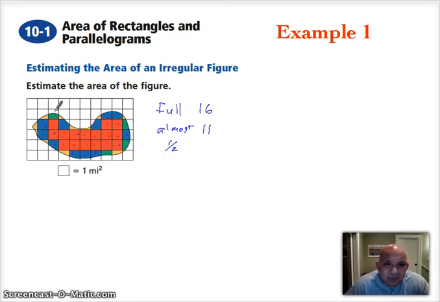The grids that are halfway filled are indicated by the green, and there's 1, 2, 3. So we're going to include that as a grid square, which means the ones that are less than halfway filled are not going to be counted. Again, this is an estimation. When we add these together, 16 plus 11, 27 plus 3 is 30. Our estimate for this is 30, in this case, miles squared. There's approximately 30 of these grid squares that are a mile by a mile that fit into this irregular figure.